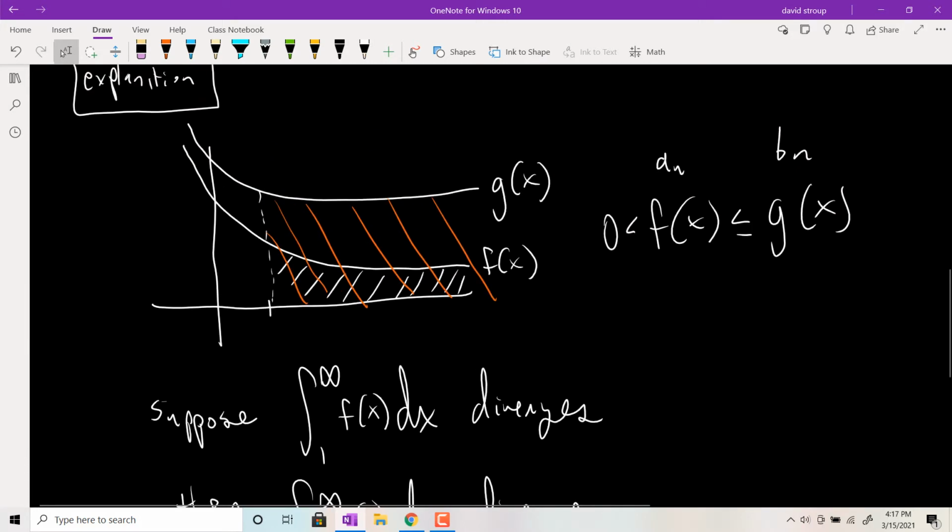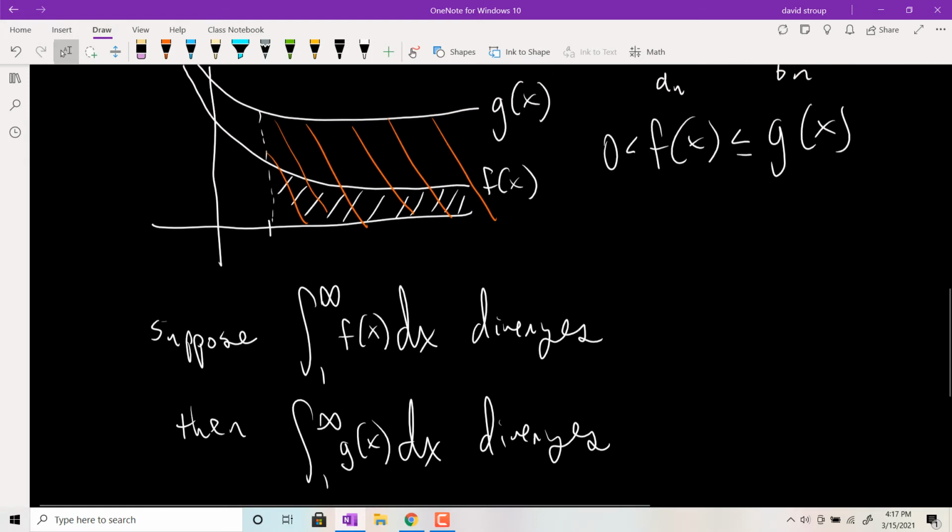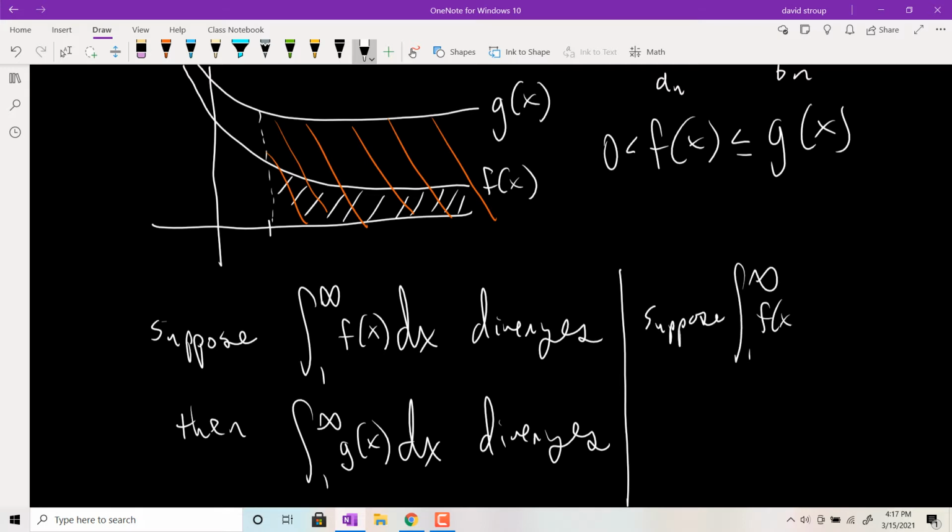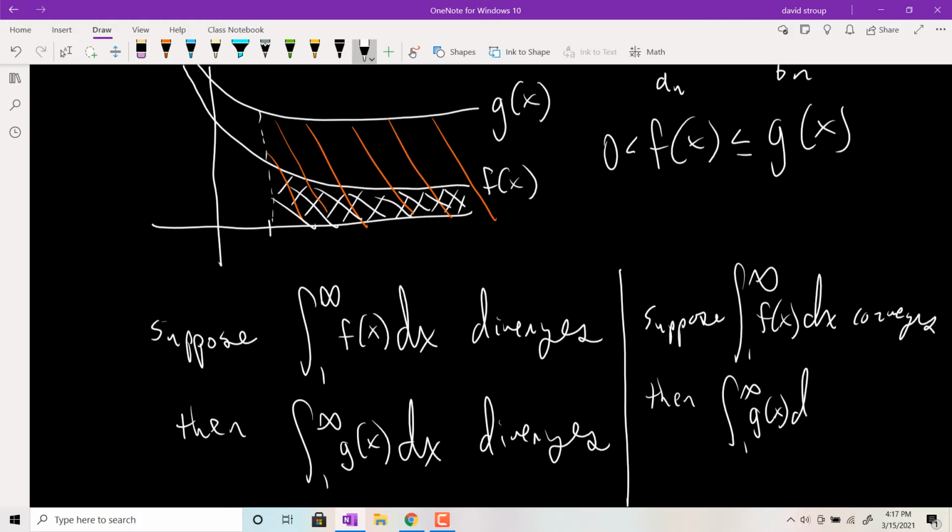Notice here, on the other hand, suppose this integral from 1 to infinity of f of x dx converges. In other words, that white area underneath f of x is finite. You really can't say anything about g of x, because that area under g of x could be finite, but it could be infinite. Okay, so in that case, the area underneath g of x dx may do one or the other, may converge or diverge.